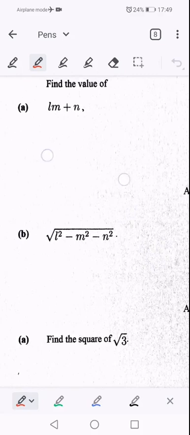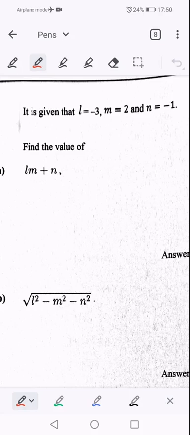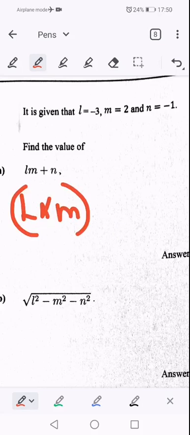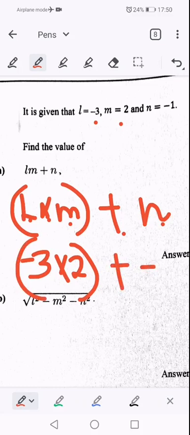So the meaning of LM plus N is, LM plus N means L times M, because LM means L times M, and then plus N. We multiply the value of L times the value of M, then after we get that, we add N. So our L is minus 3, so I'm going to say minus 3 times, our M is 2, then plus, our N is minus 1.